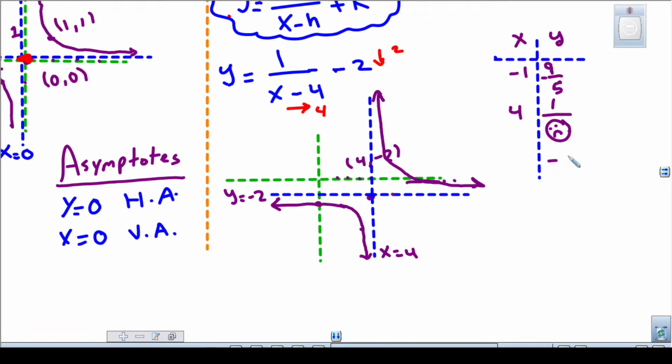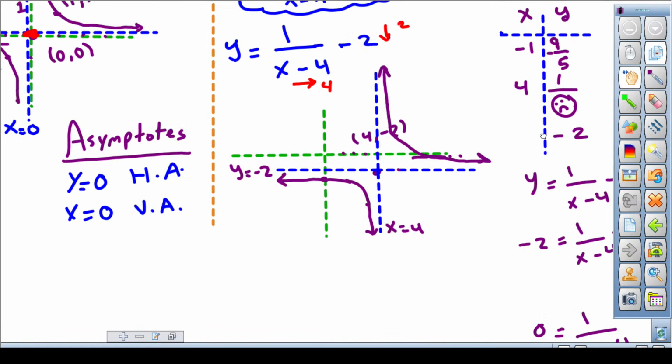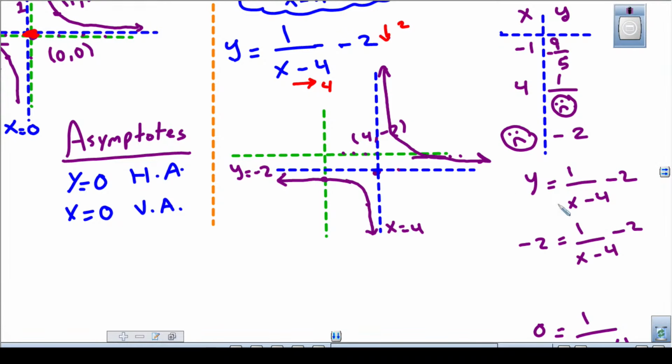So if I put -2 here for y, so y equals 1/(x minus 4) minus 2. If y is -2, so it's -2 equals 1/(x minus 4) minus 2. So that's how you find out that this doesn't make any sense here. When you put -2, this one would not make any sense. It's a false statement, which means you also have an asymptote at that location, which is -2. Okay, so that's the graph of the rational function.